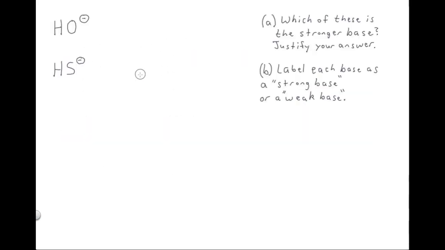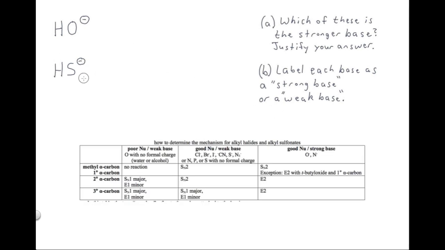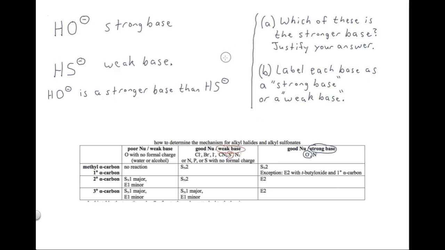Please pause the video and try this problem. Now let's discuss. Did you notice that most of the parts of this problem can be answered based on our table? We can find O minus in this column of our table, which tells us that O minus is a strong base. On the other hand, we can find S minus in the middle column of our table, which tells us that S minus is a weak base. So clearly then HO minus is a stronger base than HS minus.